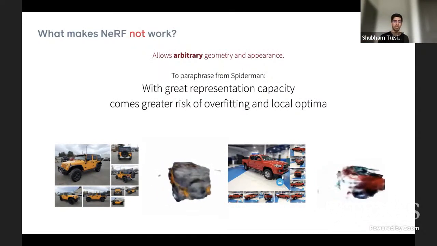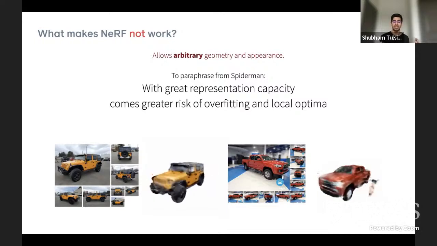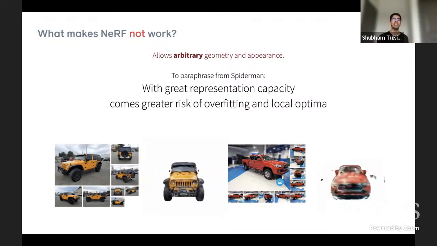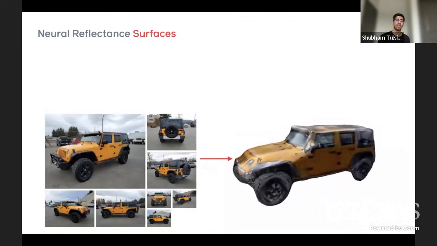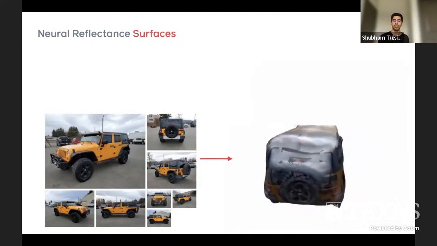The geometry is obviously off, the appearance is not great. And this is because the NeRF representation is severely under-constrained, and it does not do well in the face of a limited amount of training data. Our key insight was just to constrain the space of possible solutions based on what we know about the world.